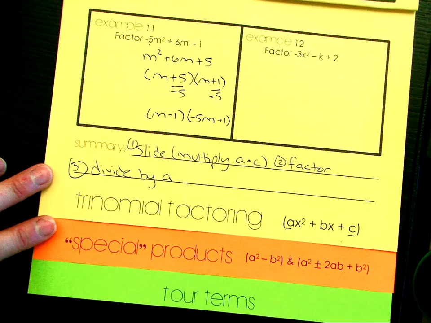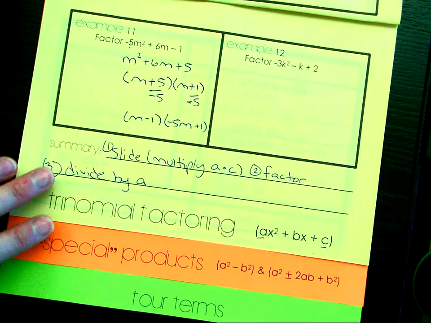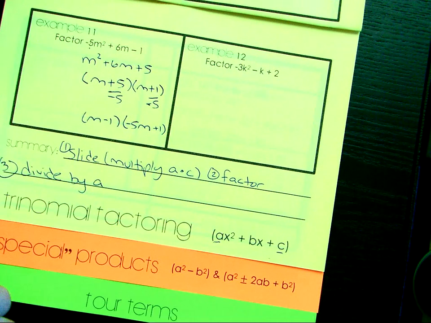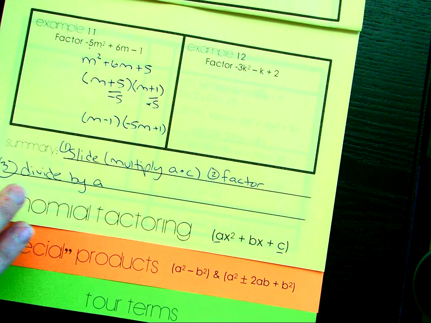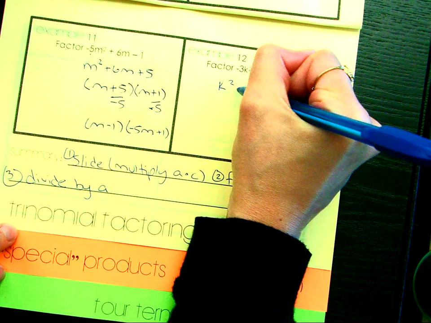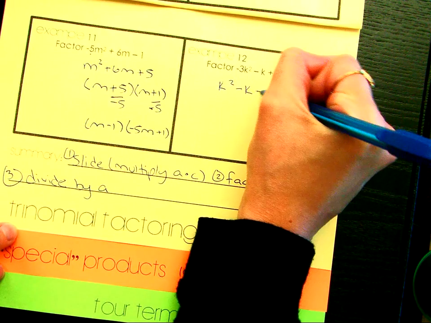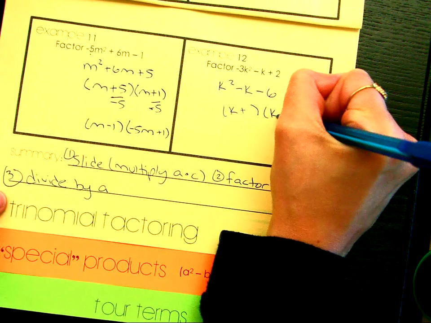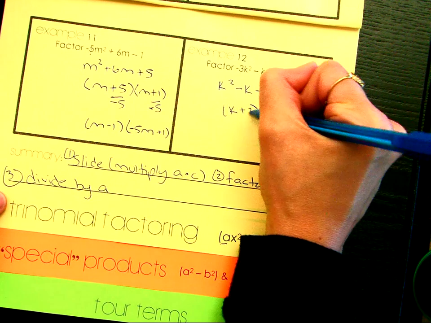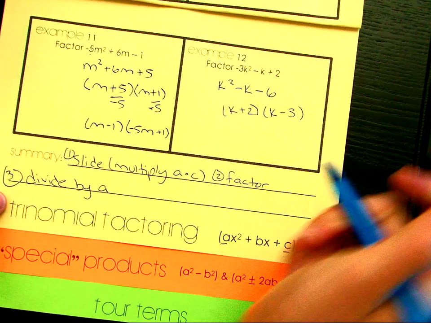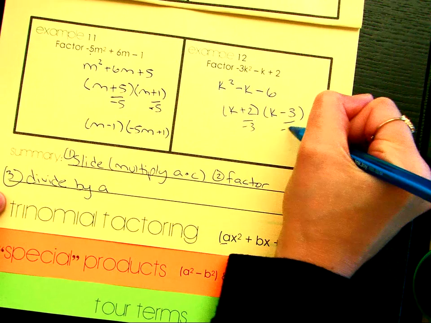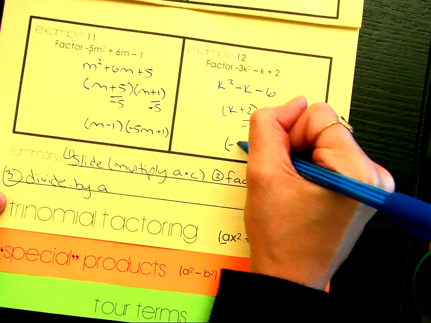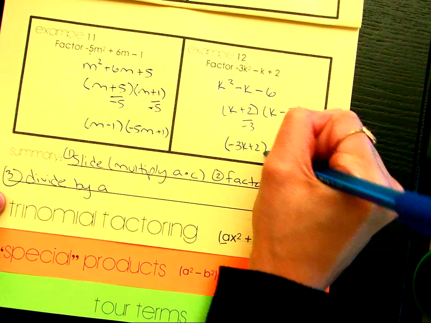Now I would encourage you again to pause the video and try the next one on your own. Pause it, try it, check. So hopefully you are just replaying the video and checking your work here. So I'm going to slide that to the end and multiply. Now I'm going to factor. And now I'm going to divide by the negative 3. And that gives me negative 3k plus 2 and k plus 1. And I am finished.